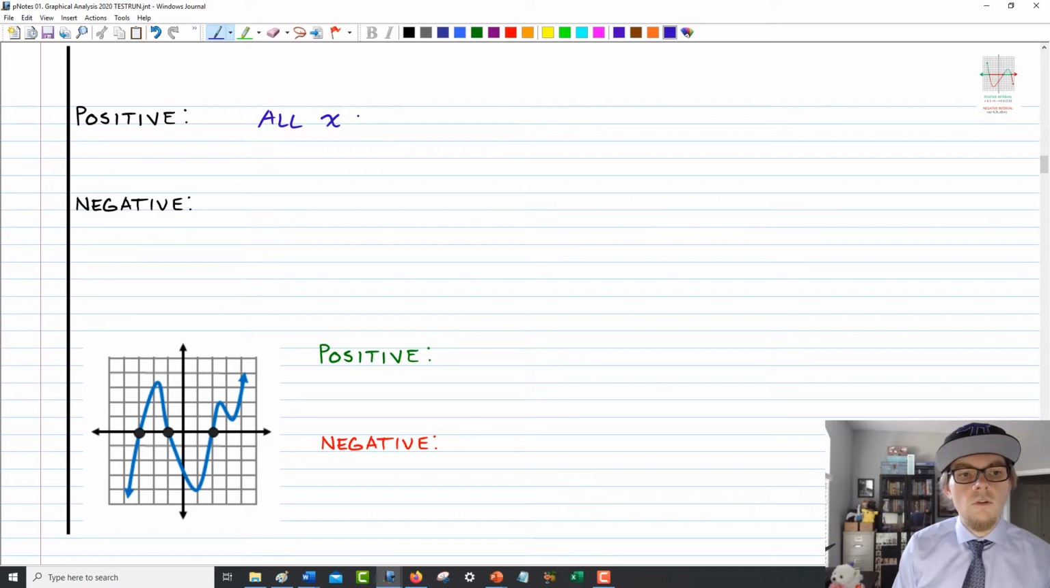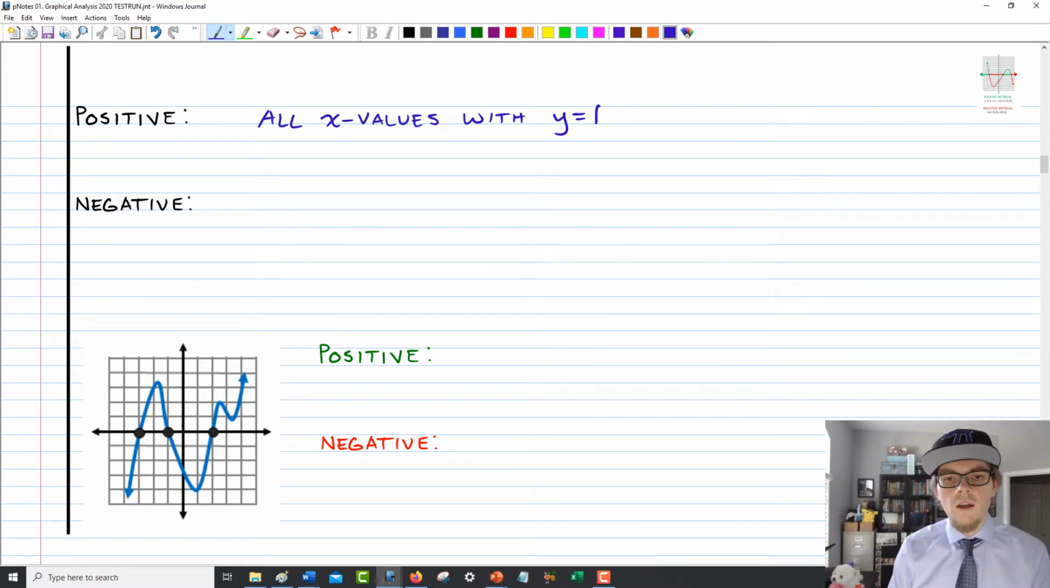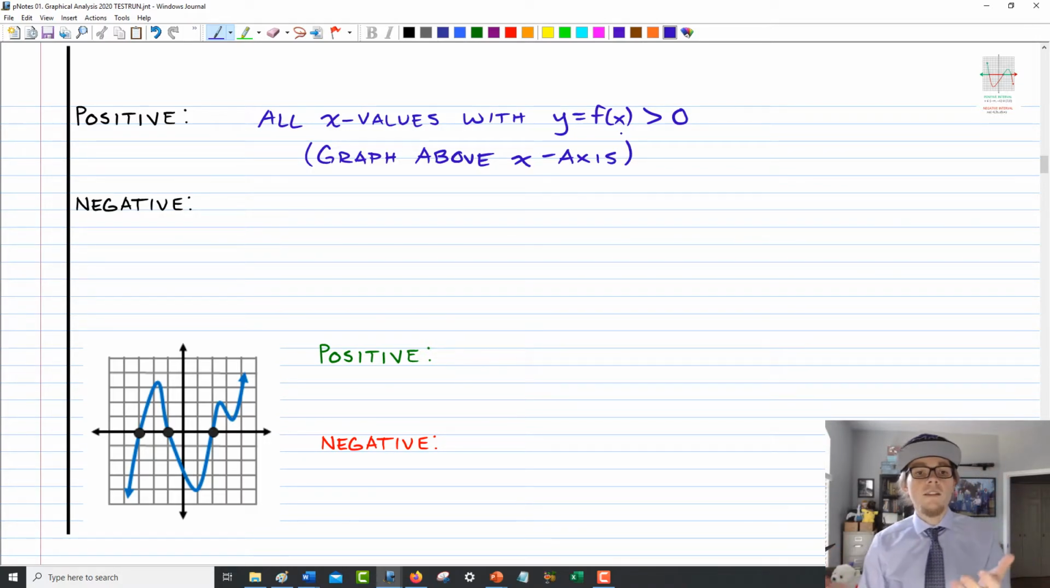So the positive interval would be all x values with y greater than 0. And of course we could call this y equals f of x, and in fact I probably should, getting caught in the mud here, but where the y values are positive. So as far as graphically, that means that the graph is going to be above the x-axis. So definitely something to be aware of. We're going to be looking for where our graph is actually up above the x-axis itself. We're looking for positive y values.